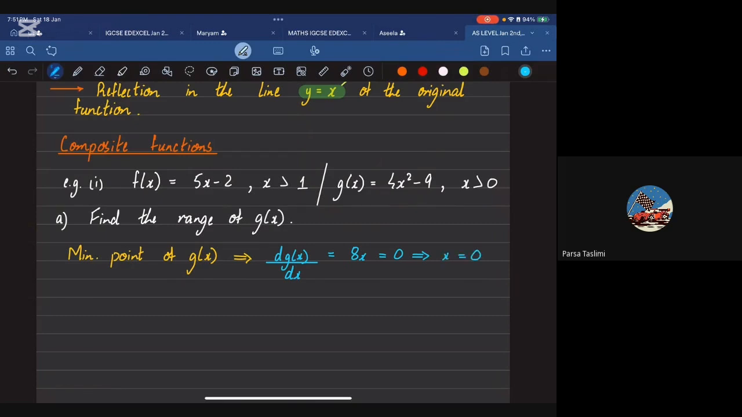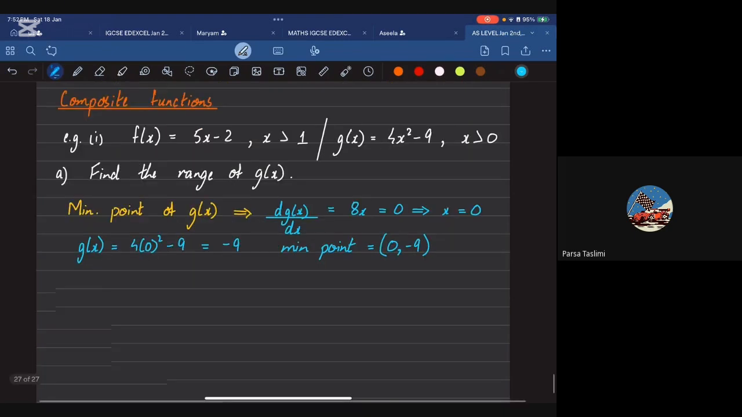Then you substitute your value of x to find the y coordinate of the turning point. So g of x is equal to 4 times 0 squared minus 9, which is equal to minus 9. So your minimum point, or your turning point, is (0, minus 9). Clear, Parsa?